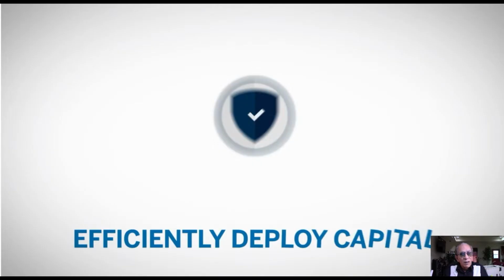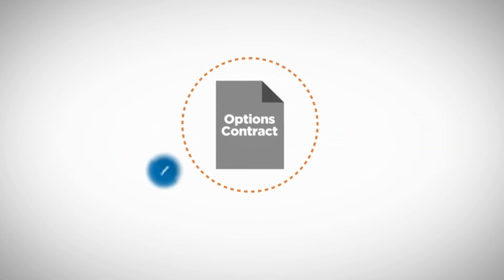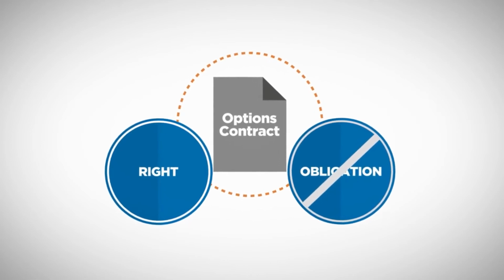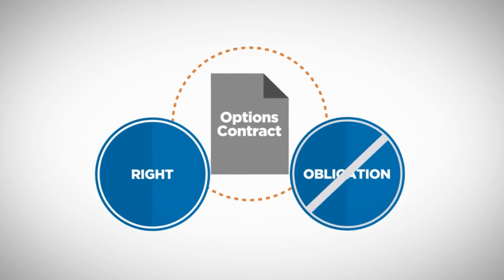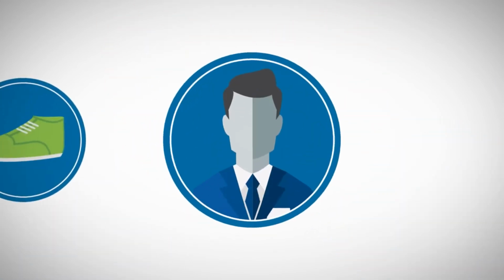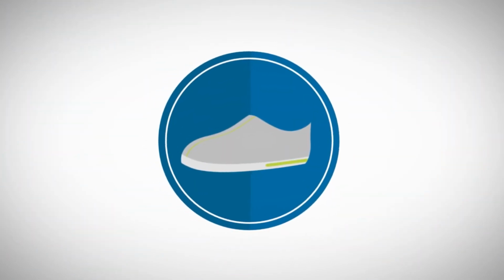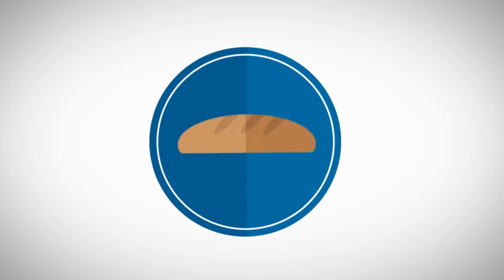So understand options. What is an option? An option is the right, but not the obligation, to buy or sell the underlying futures contract at a predetermined price on or before a given future date. We make decisions every day for which there are options, such as what shoes to wear or what food to eat. By having multiple pairs of shoes or by having many menu items, you have options.